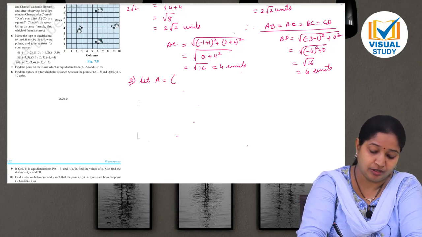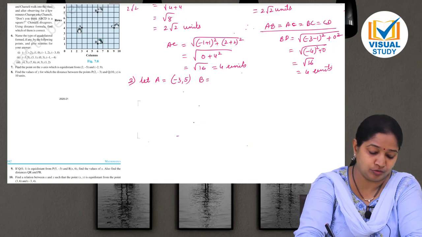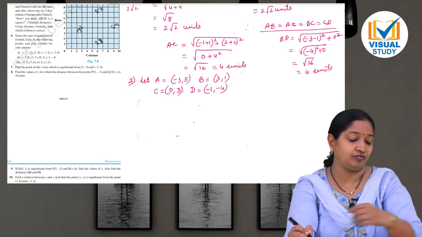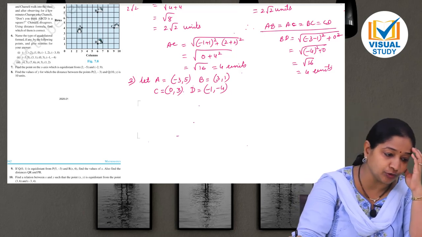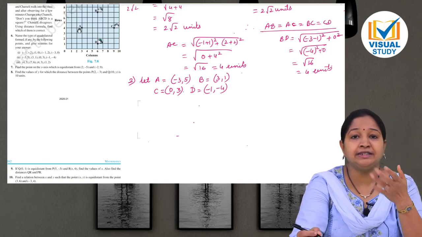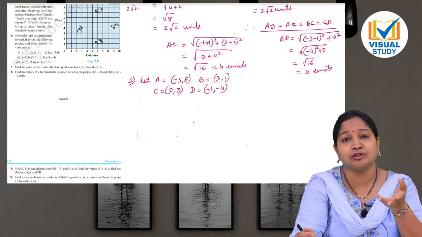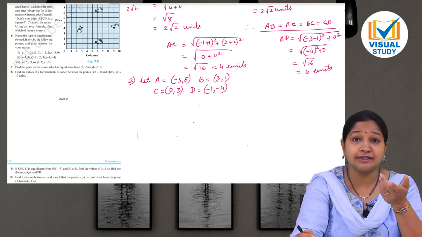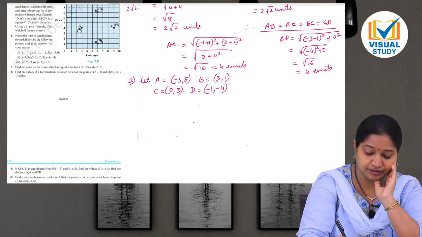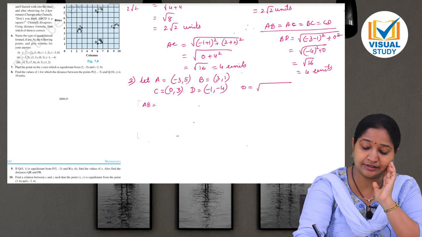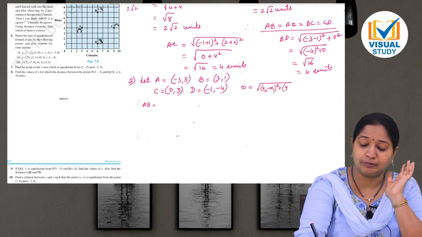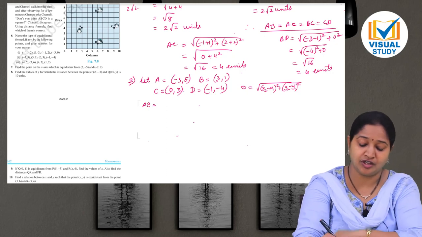Let A is equal to minus 3, 5, B is equal to 3, 1, C is equal to 0, 3 and D is equal to minus 1, minus 4. Again the same method we are going to do. AB, BC, CD, because we have to know which quadrilateral it is. Parallelogram, rectangle, square, rhombus, trapezium, something like that. First, AB, again by distance formula. You have to write it here, distance formula, that is x2 minus x1 whole square plus y2 minus y1 whole square. What is your AB?